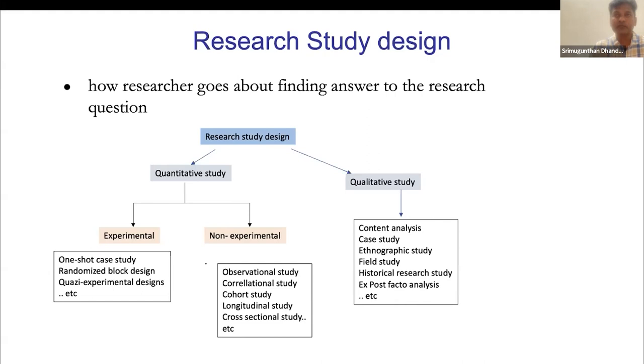So in an experimental study, what you do is that you look at your variables of interest, and you alter or manipulate one of the variables, and then you study the phenomenon. So that is what a researcher or a scientist does.